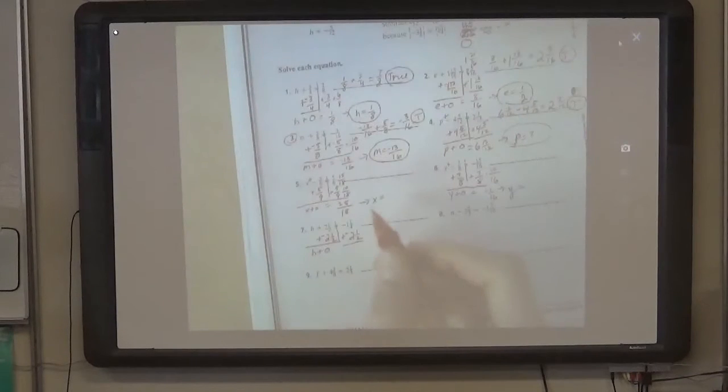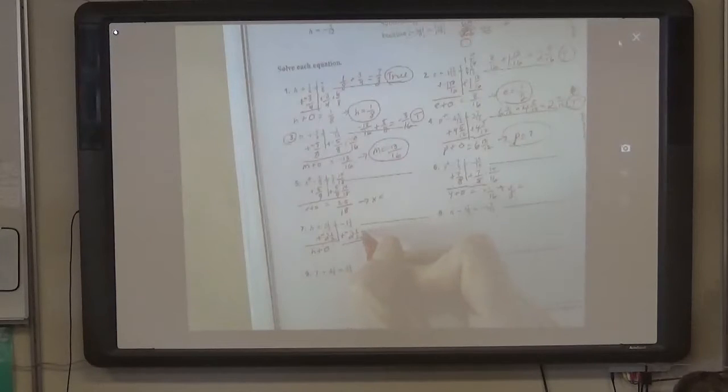So, number 7, you've got a negative plus a negative. You have to add those two, so it's more negative. It's 2/4, so it's 3 and 3/4. It's -3 and 3/4.